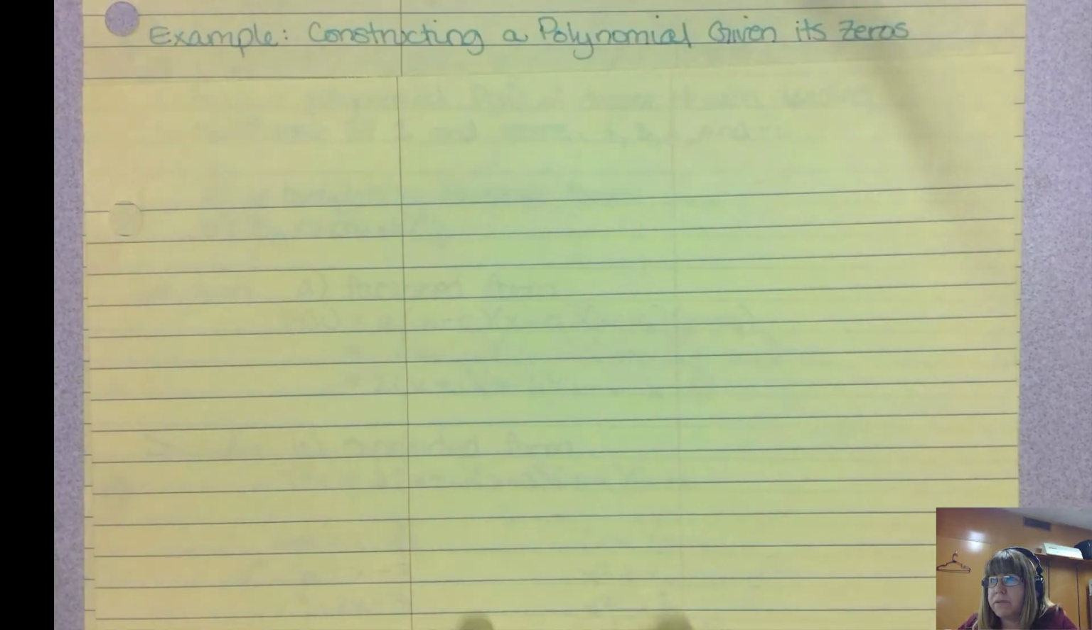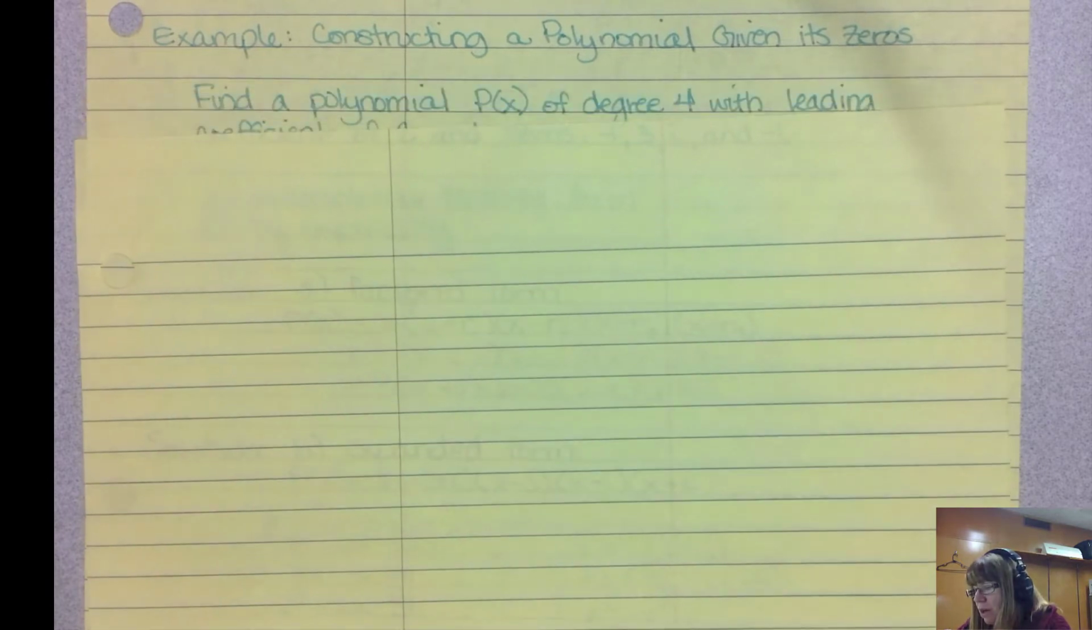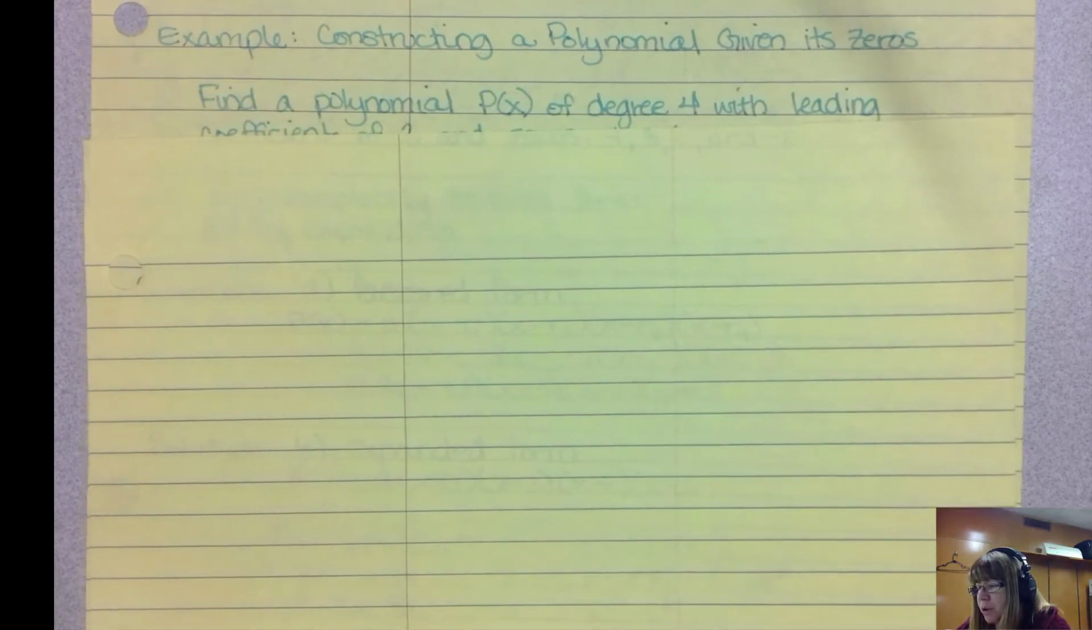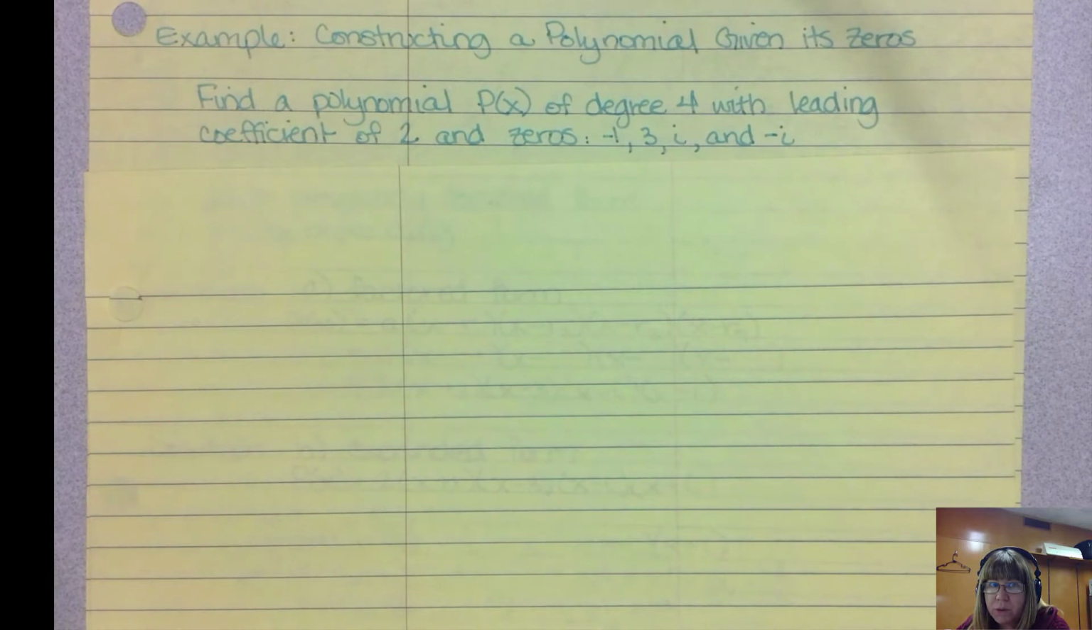All right, enough talking about theorems, enough looking at words. Let's actually run through an example. Let's construct a polynomial given that we have the zeros. So let's find a polynomial of degree 4 with leading coefficient of 2 and the zeros of -1, 3, i, and -i.